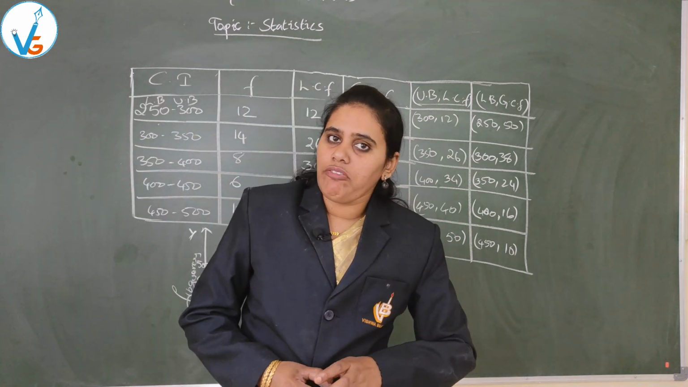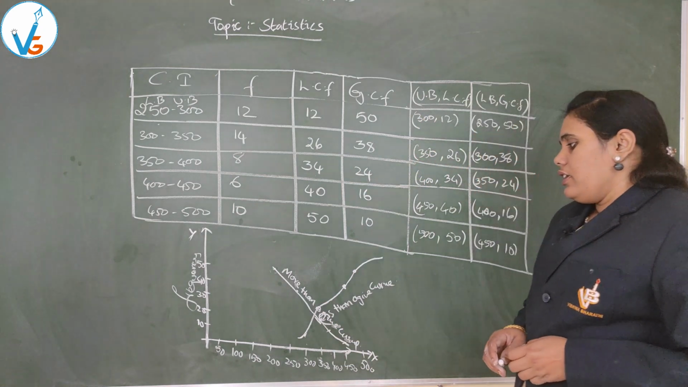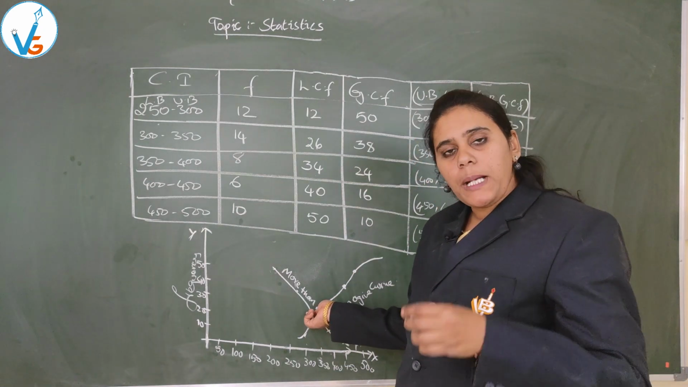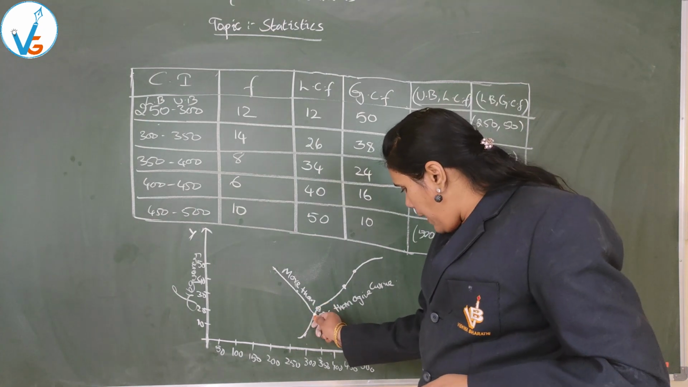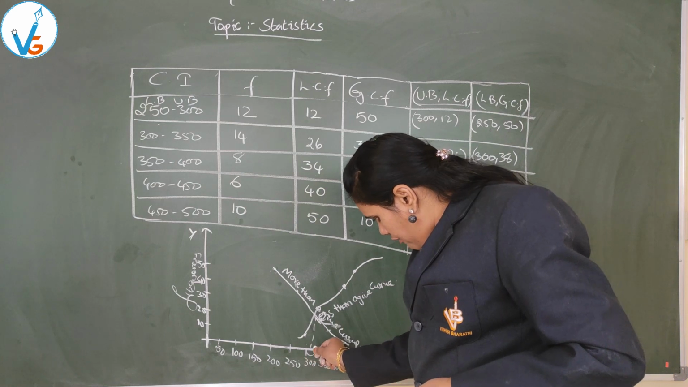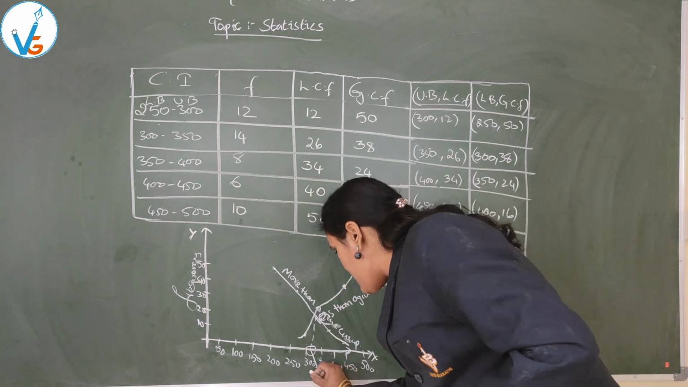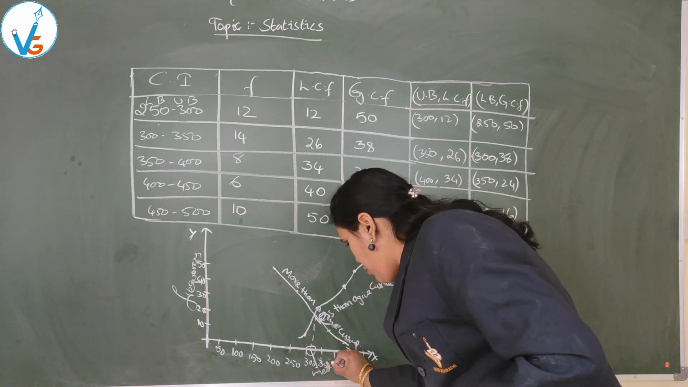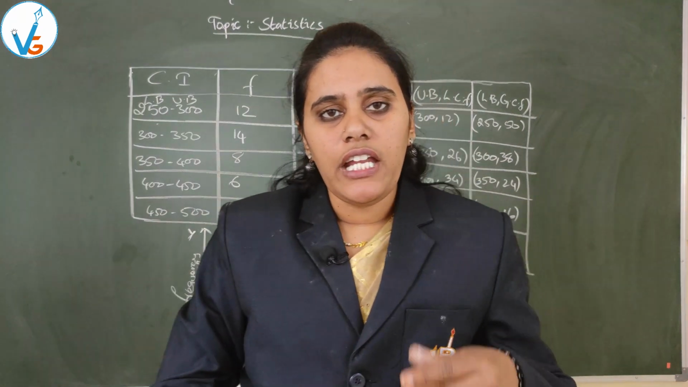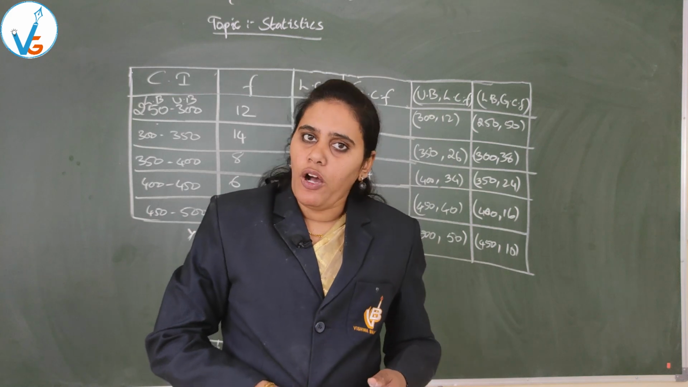Next you will ask me a doubt. Madam, how can we find out the median? So now you see here both the ogive curves are meeting at a point. From that point you have to draw a perpendicular straight line. Wherever the straight line meets the x-axis, that is the median. Okay? I hope you will try at your home once. If you have any doubt, you can ask me in the comment box.